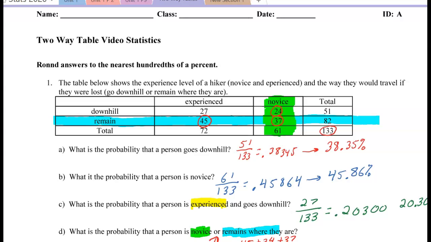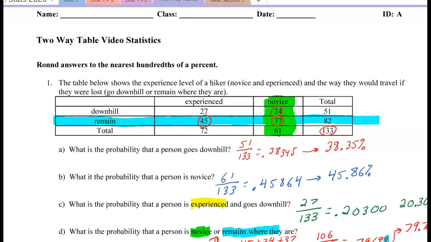So doing that on my calculator, I get 106 out of 133. That's 0.79699. And if I were to round that, that's going to be 79.70%. So just to review the rounding, this 9 is going to make that go up to 70.